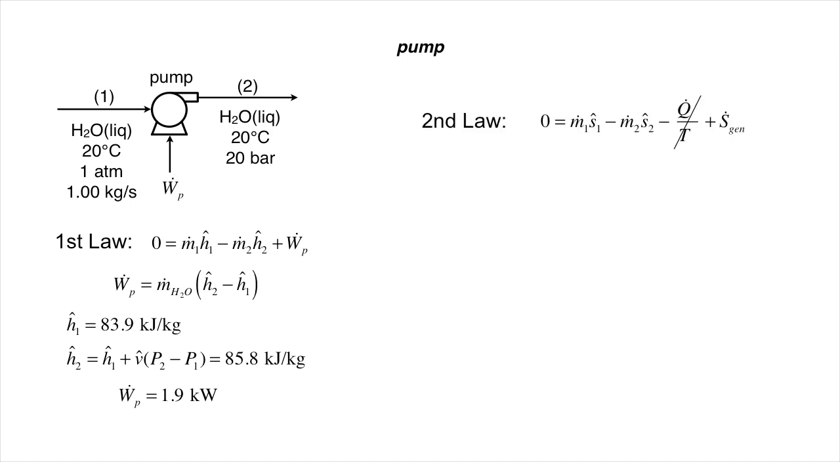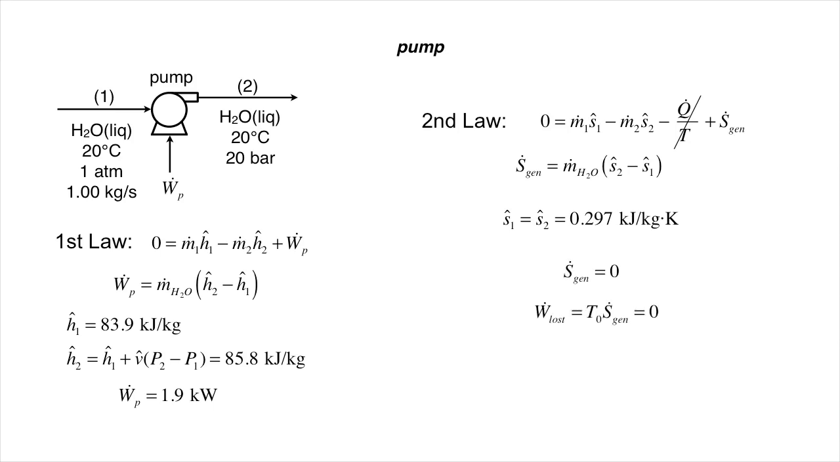Turning to the second law, and assuming the pump is adiabatic, we can solve for the net rate of entropy production, S gen dot. But since water is incompressible, we expect S1 and S2 to be equal, with a value given by a saturated H2O liquid at 20 degrees C. Thus, S gen dot is 0. This also means that work lost by the pump, T naught times S gen dot, is also 0.